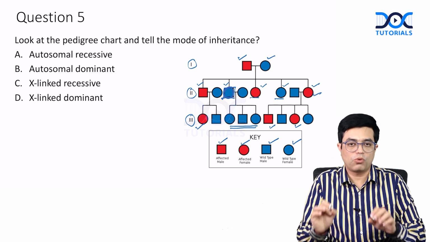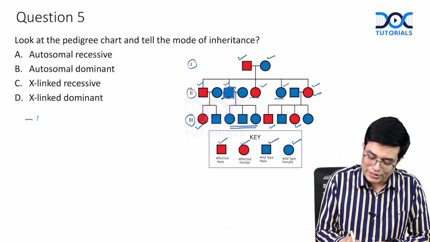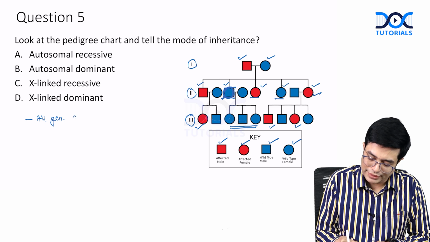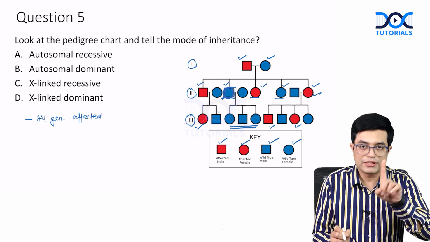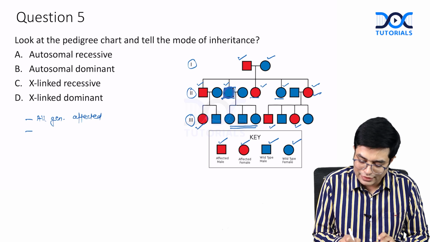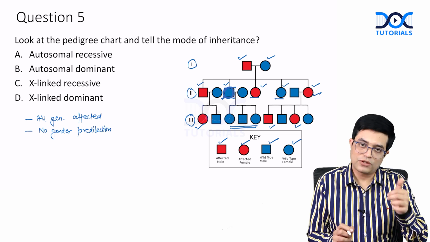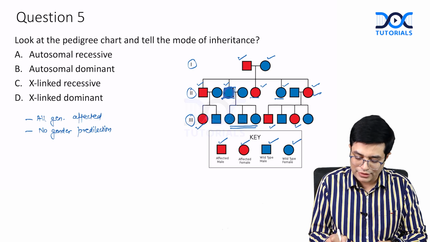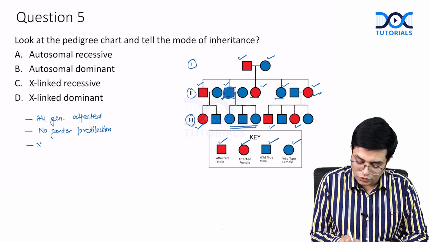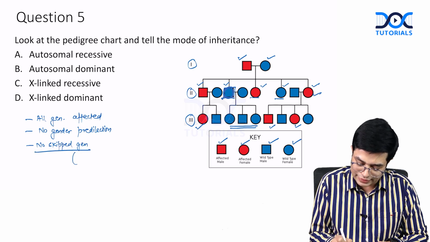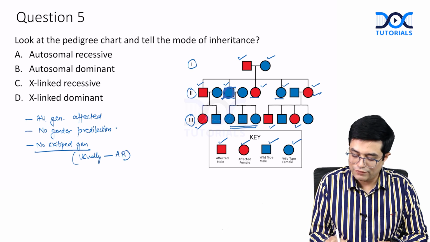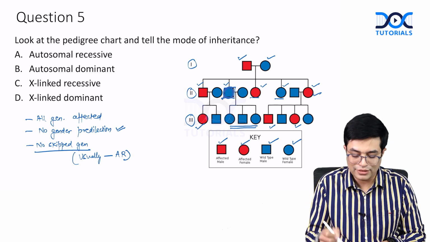So, what are the takeaways from this? All generations are affected. That is the first takeaway from this chart. Secondly, there is no gender predilection. Males are also getting affected, females are also getting affected, and there are no skipped generations. Skipped generations are usually seen in autosomal recessive conditions. Gender predilection will be related to an X-linked condition. So X-linked is also ruled out.